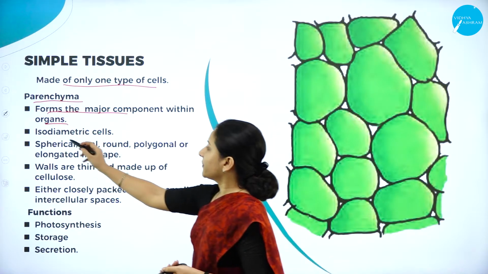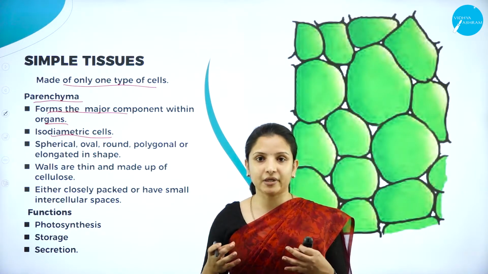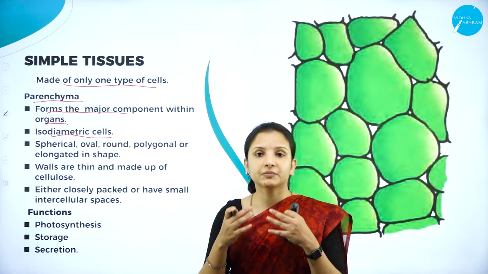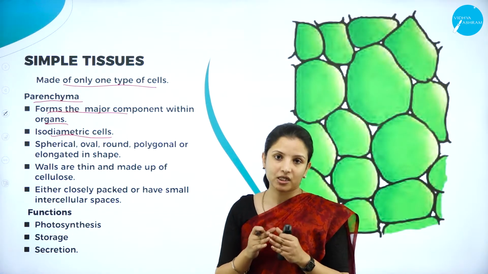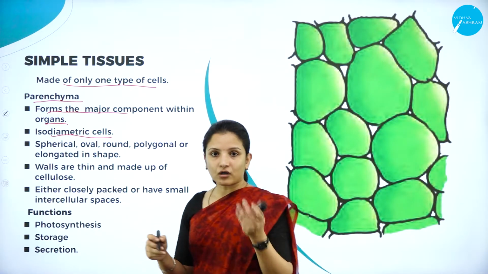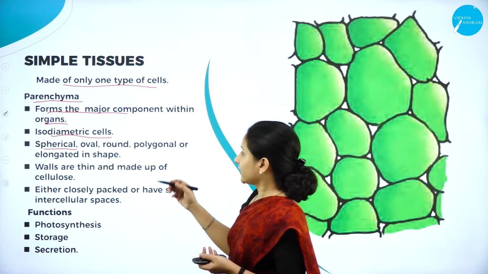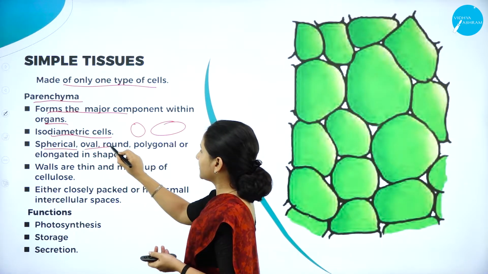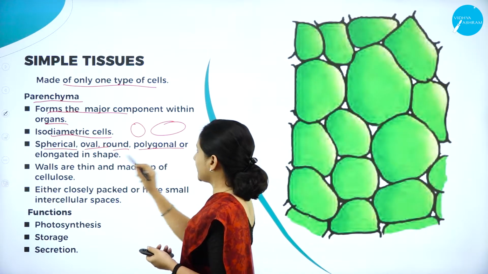These parenchyma are isodiametric cells, that is, they have a similar diameter. When you look at the parenchyma cells, their edges have a similar diameter, and each of the cells looks similar to each other. Therefore, they are isodiametric in nature. When we talk about the shape, it is spherical. Sometimes they can be oval, sometimes round, they can be polygonal, or they can be elongated in shape.